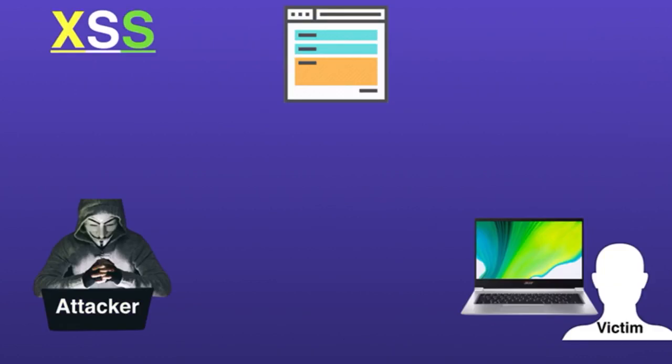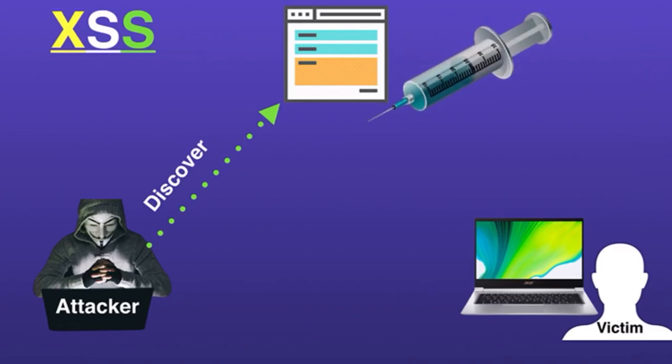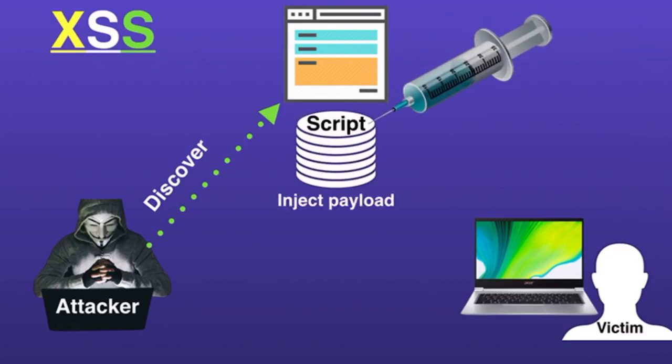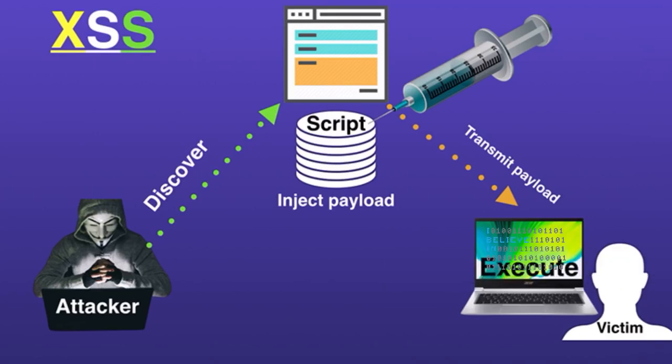In the first step, attacker discovers a website for having script injection vulnerabilities. In the second step, attacker injects a payload in the website's database with malicious JavaScript that steals cookies. In the third step, website transmits the victim's browser the page with the attacker's payload. The victim's browser executes the malicious script. In the fourth step, after script execution, victim sends his cookie to the attacker.